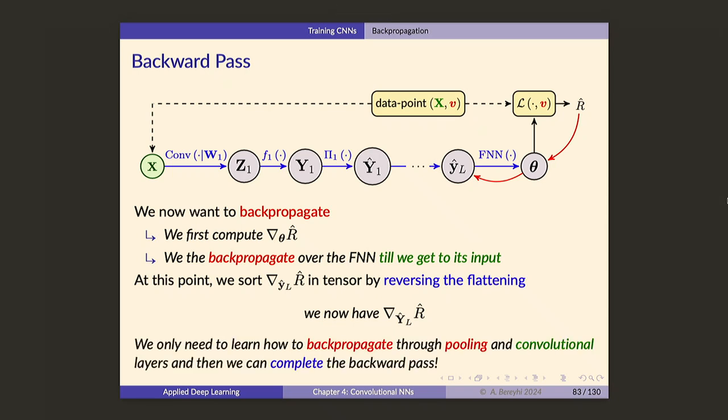And now the only thing that I need to know is how can I move backward, or do the backward pass, through the pooling layer and also the convolutional layer, because once I do know that, then everything is clear for me. I can move backward to the very beginning. Right? Everybody's clear? Yeah?